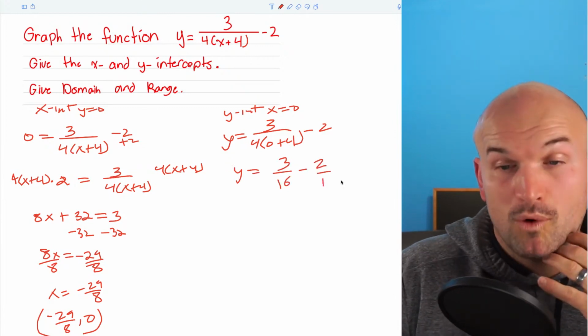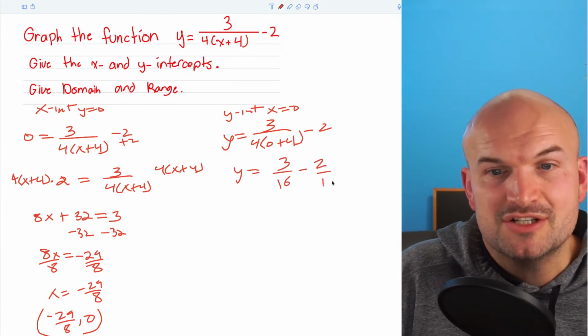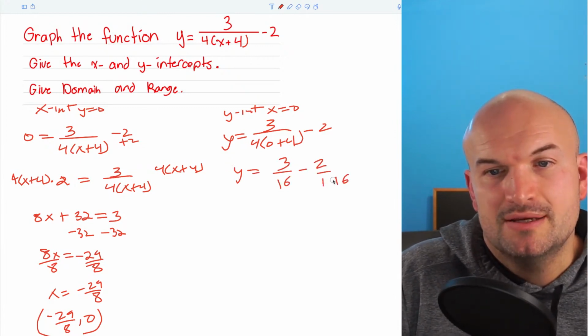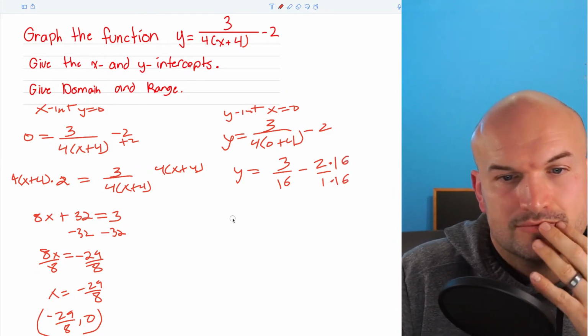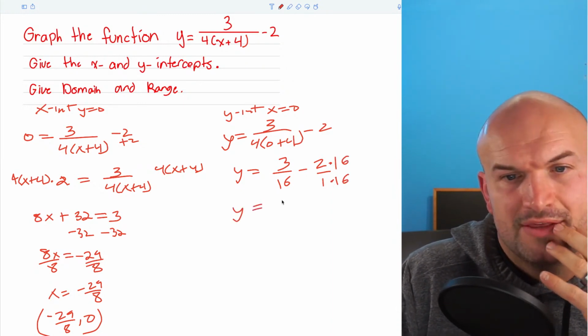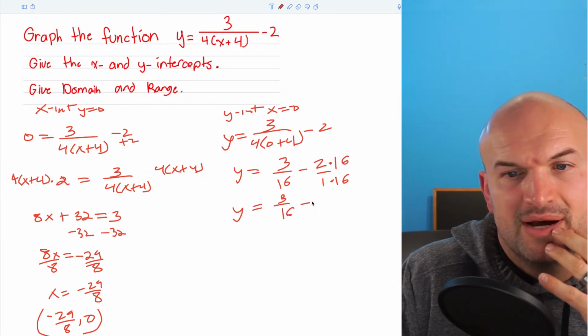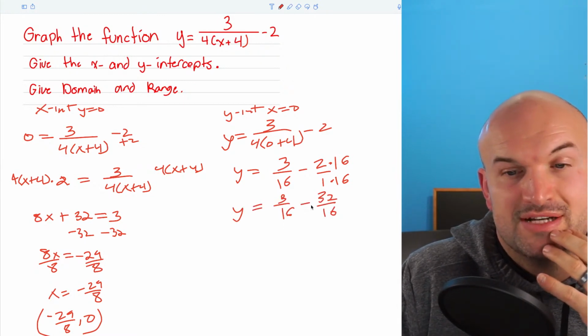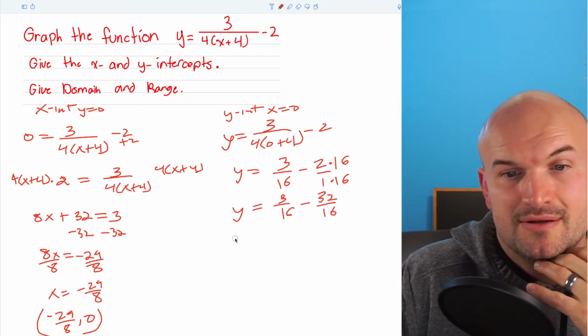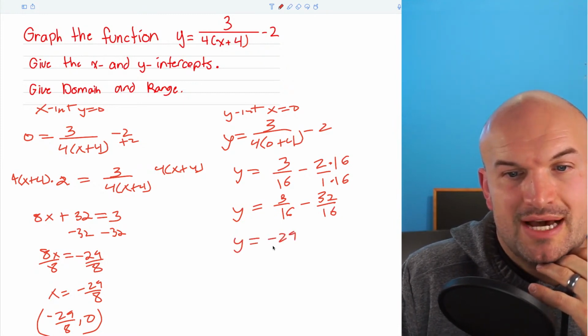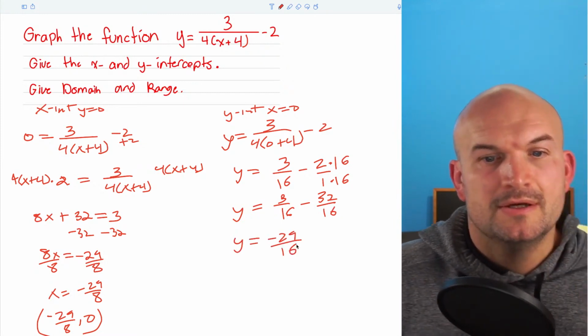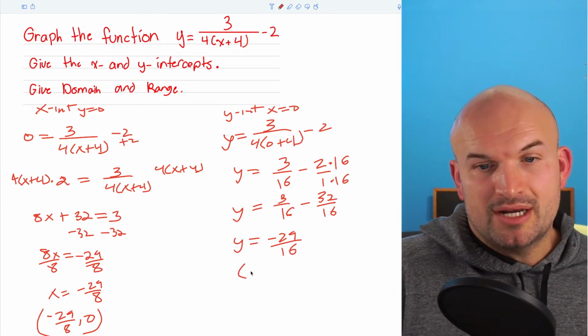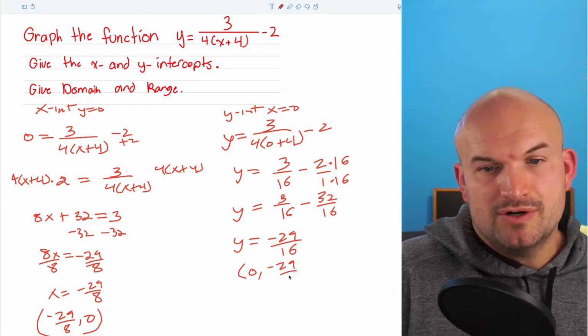Now that's technically over 1. So if I want to get these fractions to be the same, I'm going to multiply by 16 over 16. So y is equal to 3 over 16 minus 32 over 16. 3 minus 32 is going to be negative 29. So y equals negative 29 over 16. All right, and that can be written as a coordinate point of 0, comma, negative 29 over 16.